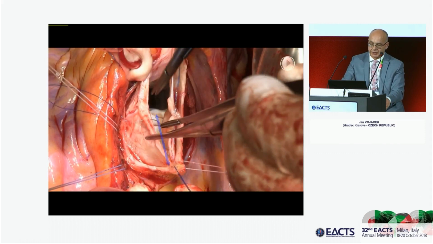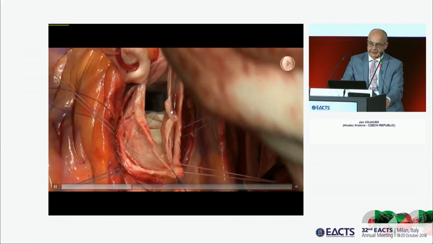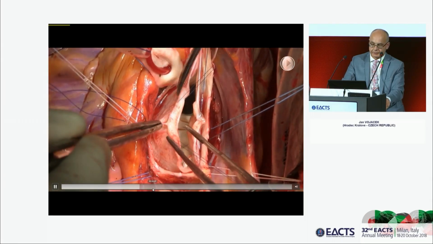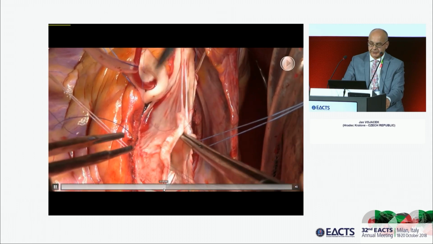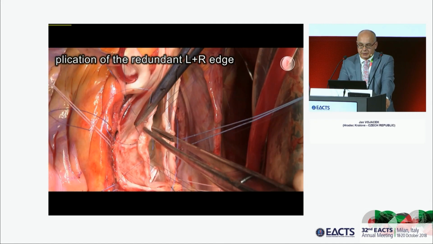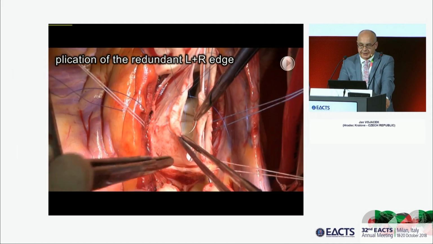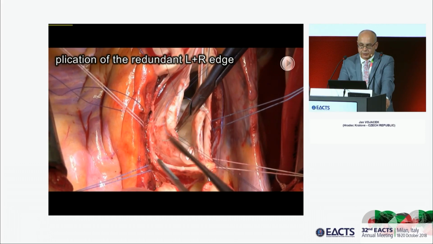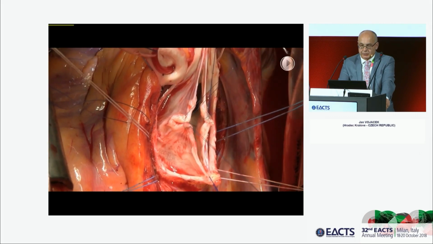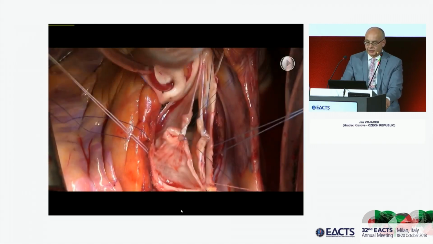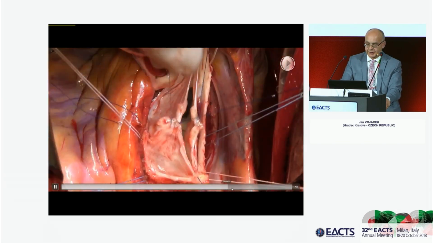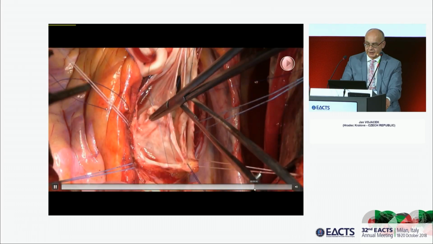So now you have this excess of the free edge, which must be plicated. As you can see here, with 5-0 you can easily plicate the fused cusp and obtain optimal coaptation and configuration. Now both free edges of the leaflets are equal, and all you have to do is put another stitch and then another stitch to close the gap. And that's it.